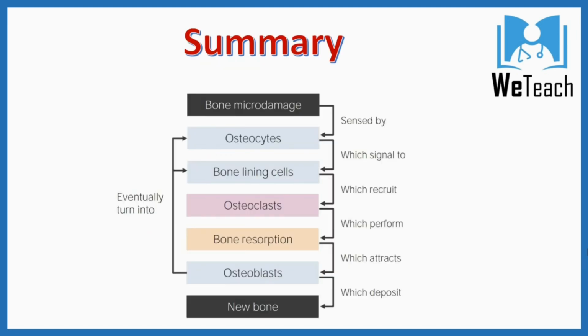In summary, bone remodeling is a complex process that starts with breaking down the bone, building new bone, and mineralizing it. Bone remodeling is a continuous process that happens in the body. Therefore, when you get any bone micro damage, it is sensed by the osteocytes, which signal to the bone lining cells, and those cells recruit the osteoclast, which performs bone resorption, and the bone resorption attracts the osteoblasts, which form a new bone, and then you have mineralization.